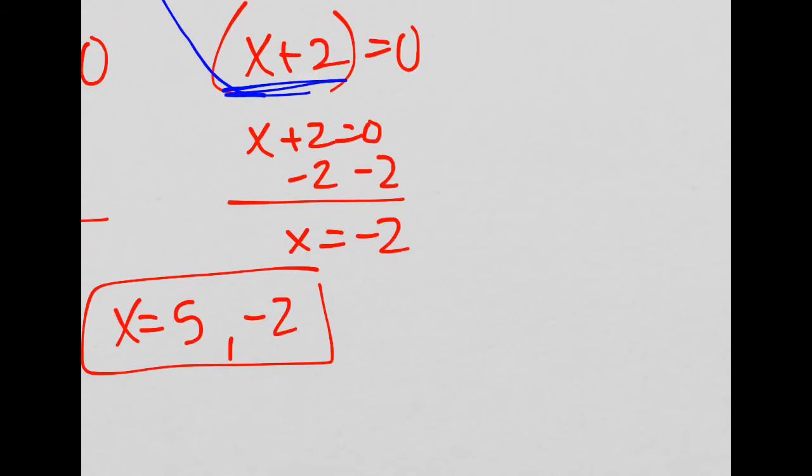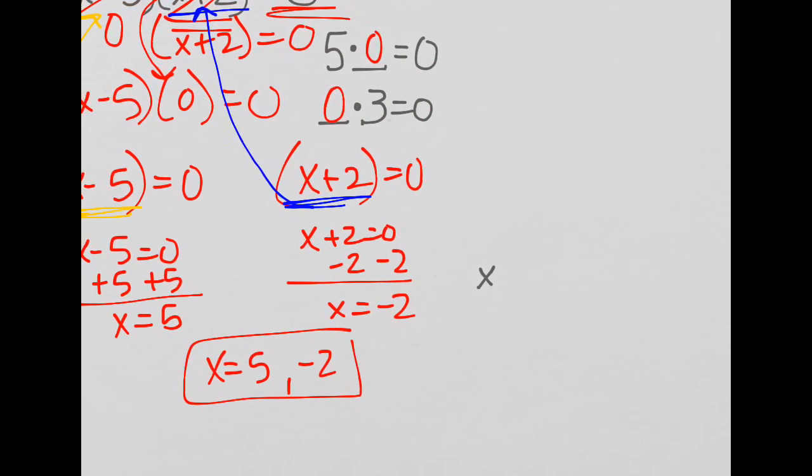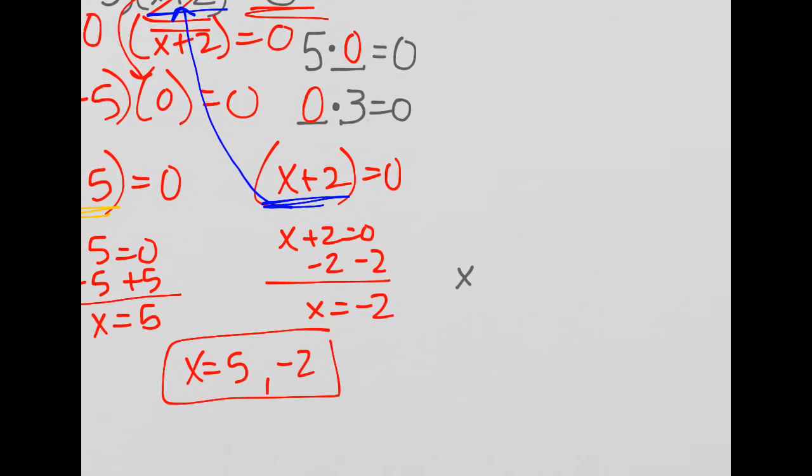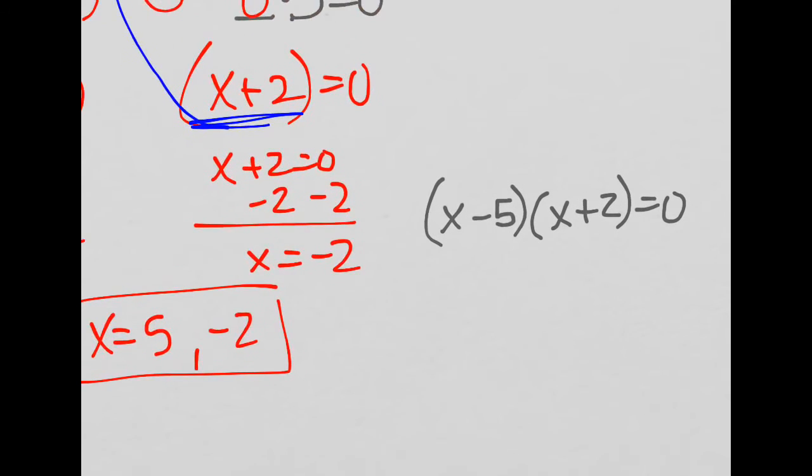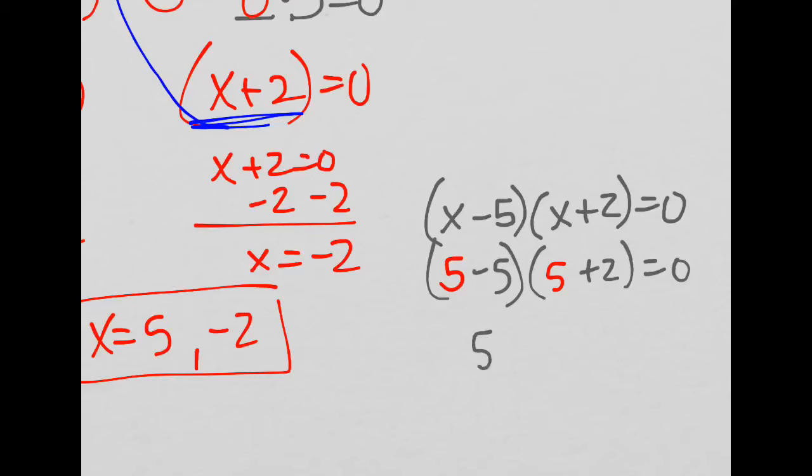So we had x minus 5 and x plus 2, is that right? All right, so if I put in this first 5, if I were to put a 5 in for x, do I get 0? 5 minus 5 gives me 0, times 5 plus 2 is 7.